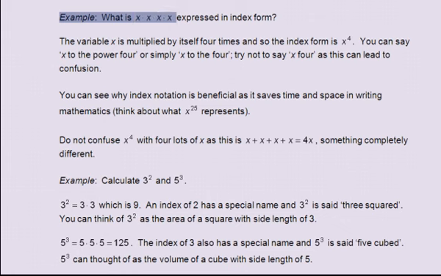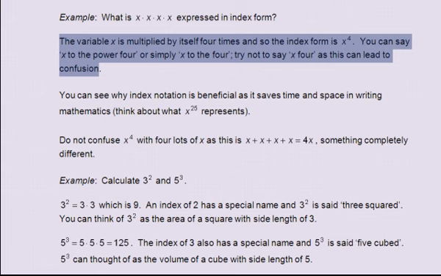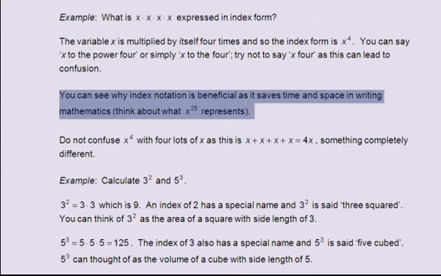What is x times x times x times x expressed in index form? The variable x is multiplied by itself 4 times, and so the index form is x to the power 4. You can say x to the power 4 or simply x to the 4. Try not to say x4, as this can lead to confusion. You can see why index notation is beneficial, as it saves time and space in writing mathematics. Think about what x to the 25 represents.